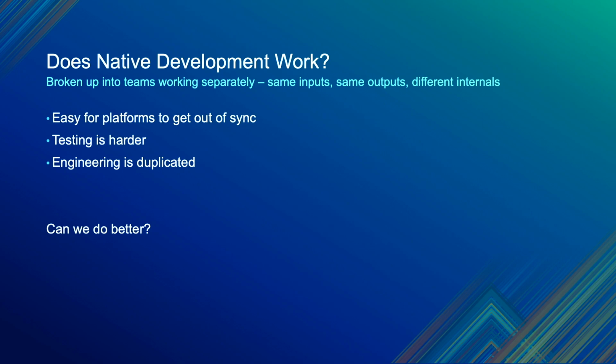So does native development work? Jeff described how we used to work. In some cases, we were staggered. iOS was ahead and Android was behind. In other cases, in the best scenario, we'd have feature teams that were working on the same capability at the same time with the same inputs and the same designs and the same requirements.